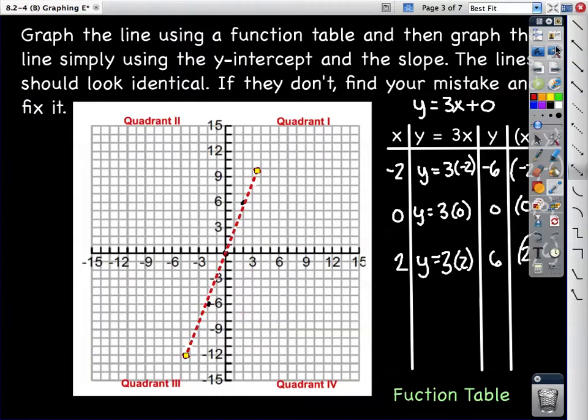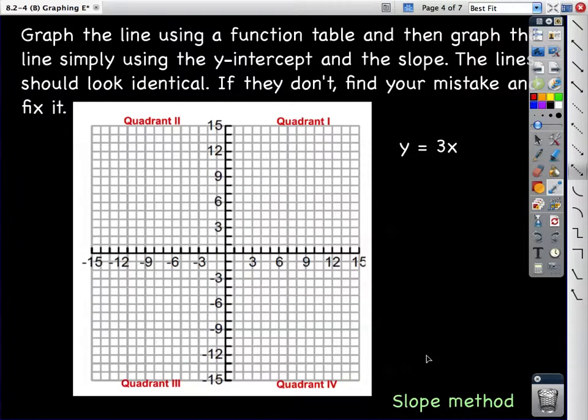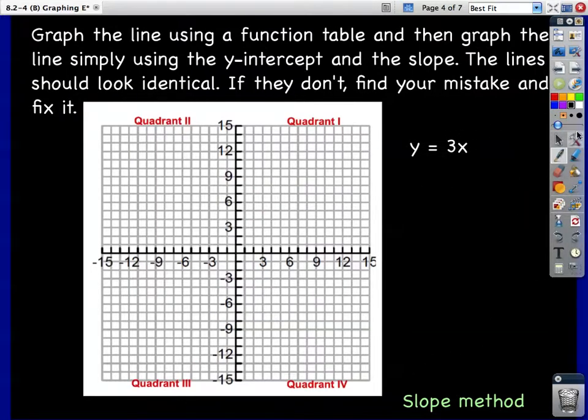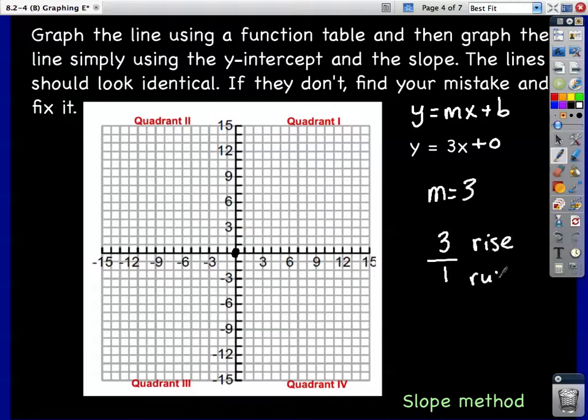All right, let's do the same equation in a slightly different way. Instead of using a function table, I'm going to ask you to do the same thing but use a slope method. So first, identify what b is. This is y equals mx plus b. b must be 0. Therefore, it intersects the y-axis at 0. Then from there, I use the slope. My slope is 3, or m is 3, so that must be 3 over 1, or a rise of 3 and a run of 1.